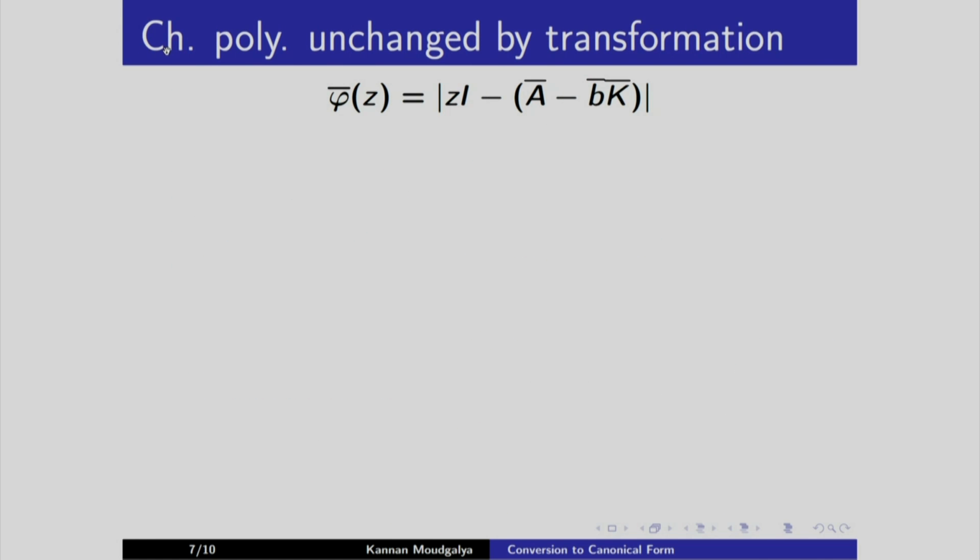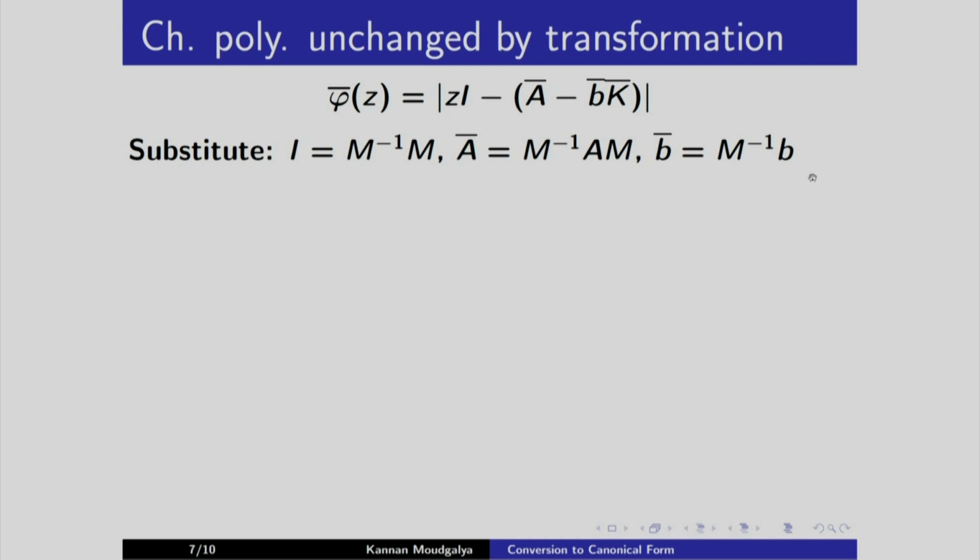The characteristic polynomial will be unchanged by transformation, which is what we would want to demonstrate in this. Let us recall the expression for phi, which is this polynomial, and because we are working with transformed coordinates, we will put a bar everywhere. Let us substitute for these transformed coordinates. A bar equals m inverse am, b bar equals m inverse b, and k equals k bar m inverse. This is what we derived in the previous slide.